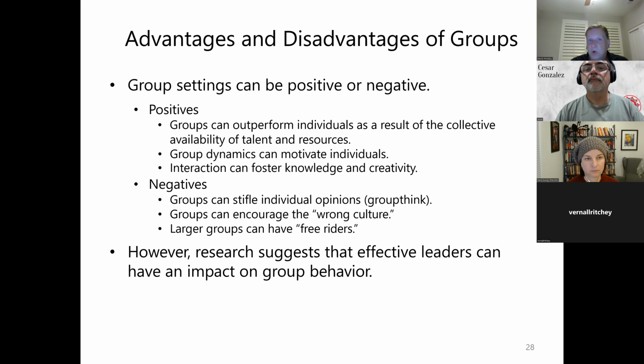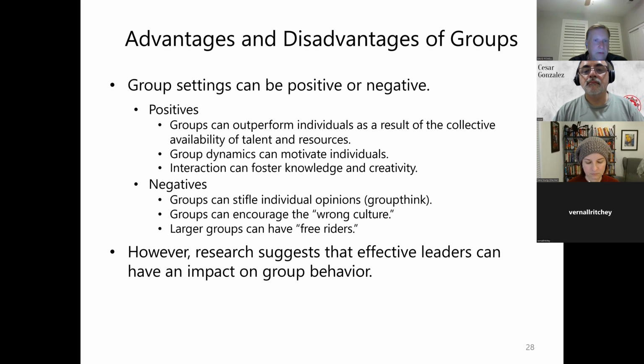Some of the positives of groups is that groups can outperform individuals, as Elton Mayo showed us in the Hawthorne experiment. We know that group dynamics can motivate individuals, especially underperforming individuals. We know that through Mary Parker Follett's integration and interpenetration of ideas, the interaction of people together in groups can foster knowledge and foster creativity.